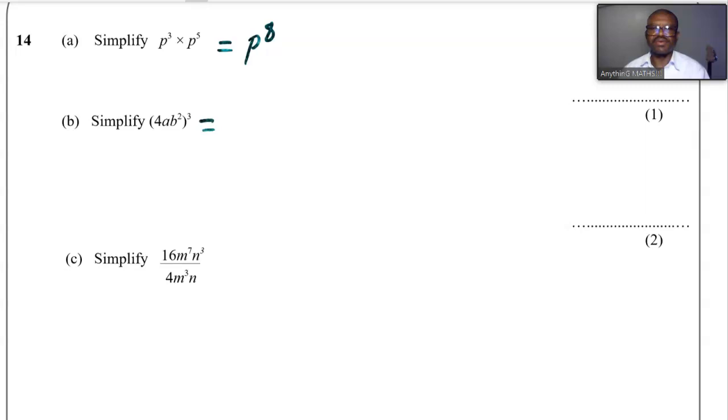So the 4, 3 raised to the power 3, a 4 raised to the power 3, and we're going to have A raised to the power 3. Then we have B raised to the power 2 times 3. 4 times 4 is 16. 16 times 4 is 64. Then we got A raised to the power 3. Then we got B raised to the power 6.